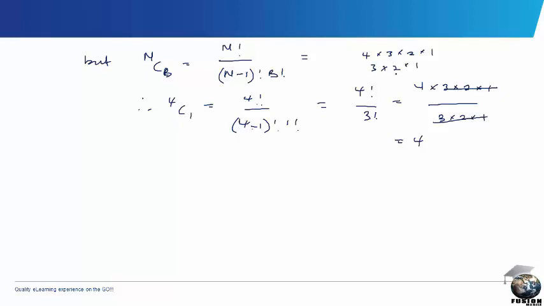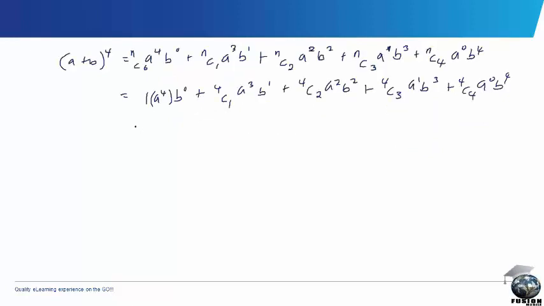Don't worry, when you go over to a higher level you'll learn this. And so you have this over this, and then 3 times 2 times 1 cancels out, and then you have 4. And so we can go back and replace. This one is a raised to the power 4, b raised to the power 0 is 1, plus 4 combination 1 is equal to 4 a raised to the power 3, b raised to the power 1.